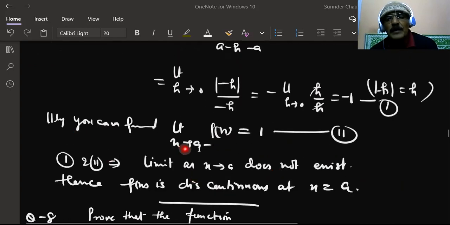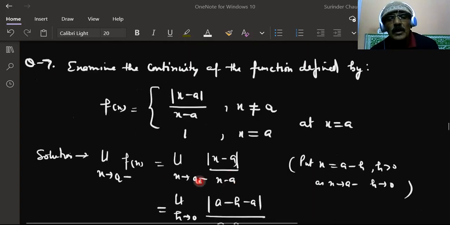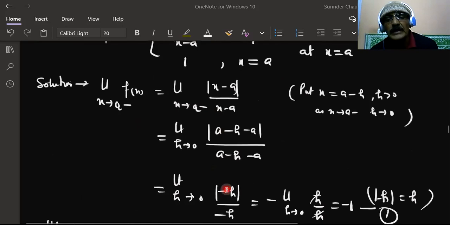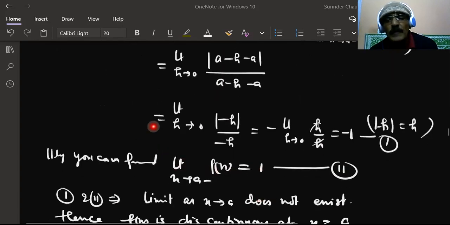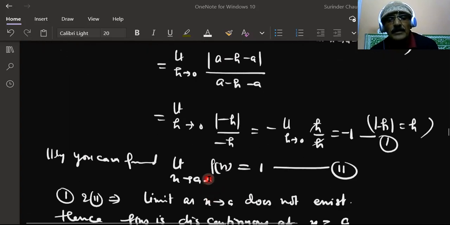Similarly, the right limit will come out as follows. In place of a minus h, this will be a plus h, and the a's cancel. This will be modulus h upon h, which is equal to h upon h, with the sign plus, so plus 1. So the left limit is minus 1, and the right limit is equal to 1, with limit x tends to a from positive.